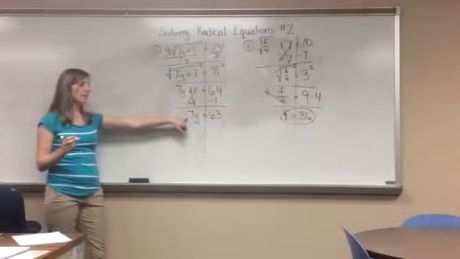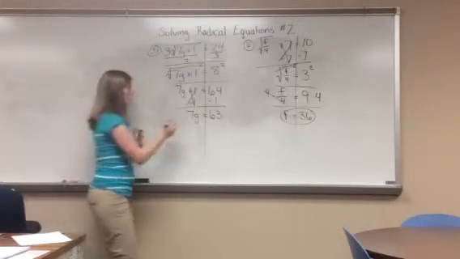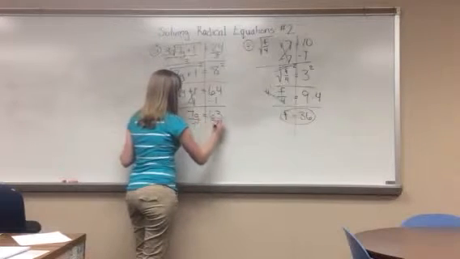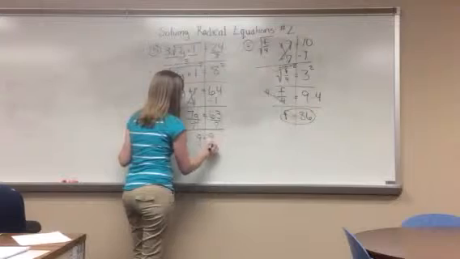And my last step is to cancel out the 7. It's being multiplied, so the opposite would be to divide. I'm going to divide both sides by 7. I get g equals 9.